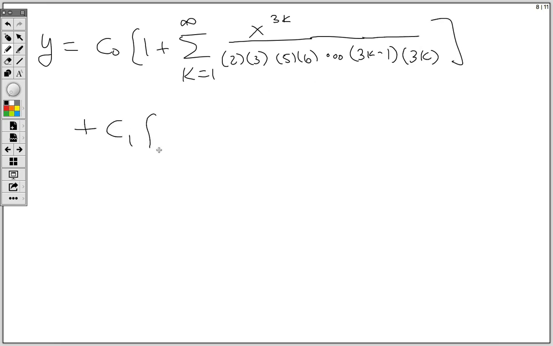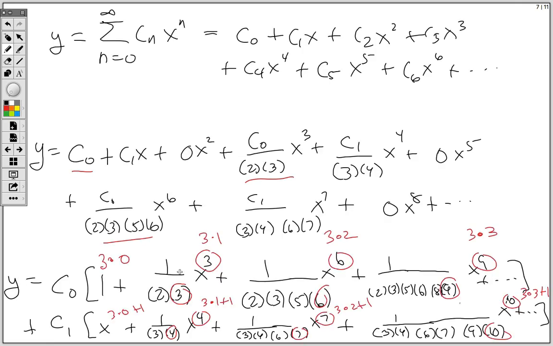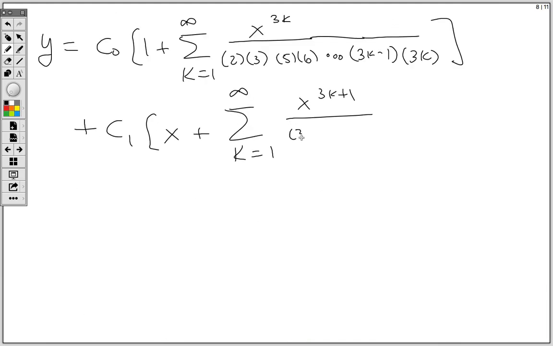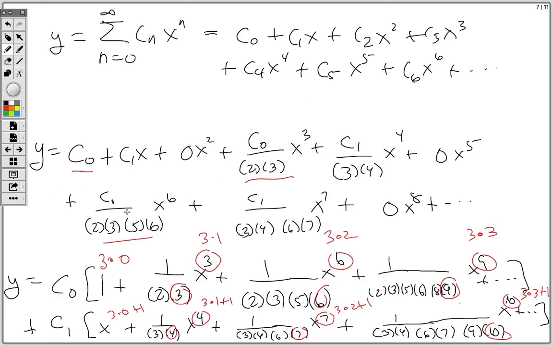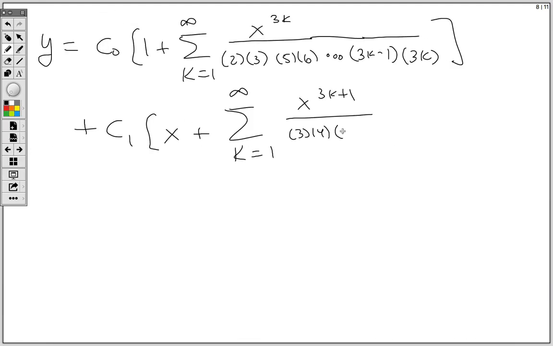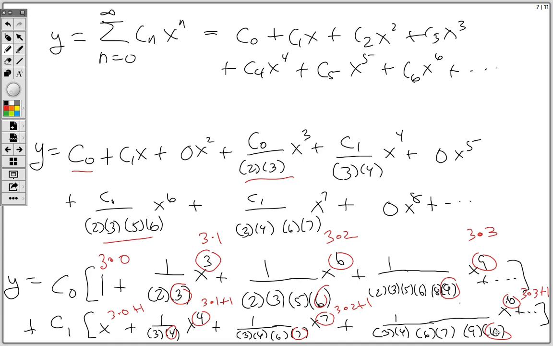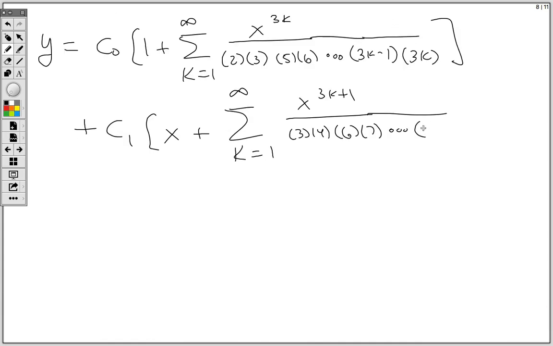plus c1 times x plus the sum k equal 1 to infinity. This is x to the 3k plus 1. And so it starts at 3 times 4 times 6 times 7, dot, dot, dot, up to the 3k plus 1 times the one before it. So the one before 3k plus 1 is just 3k. And there it is.